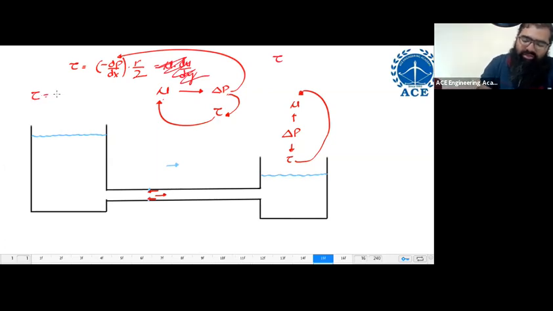Tau is equal to minus dp by dx into r by 2, which is common. In laminar flow, it is going to be equal to mu into du by dy. In turbulent flow, an extra term, eta into du by dy, will come. That we will see much later. Don't worry. Okay, sir. Thank you, sir.